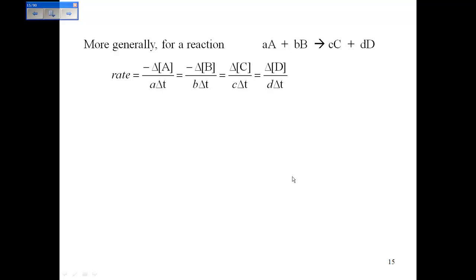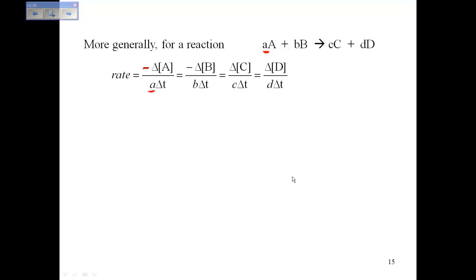All I have to do is put my change in concentration of my species over my change in time, and then account for the number of moles by dividing by it, and also accounting for the negative sign if it's consumption or positive sign if it's production. So for this generic equation, I got change in concentration of A divided by change in time, but I also have this a factor that I've got to account for and divide by, and we also have a negative there because it's being consumed. It's one of the reactants.